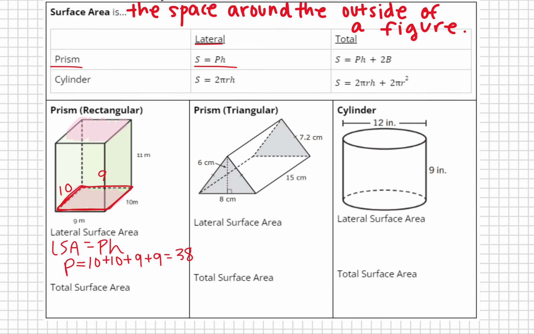Then it would be 38 times the height, and the height is the distance from the bottom to the top of the prism, which is 11, so 38 times 11. I'll calculate that out. And 418. And my units is meters. And since this is area, it's square meters or meters squared.